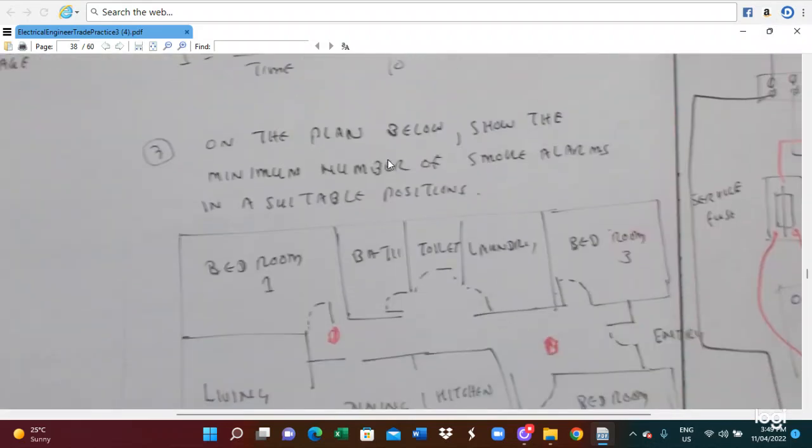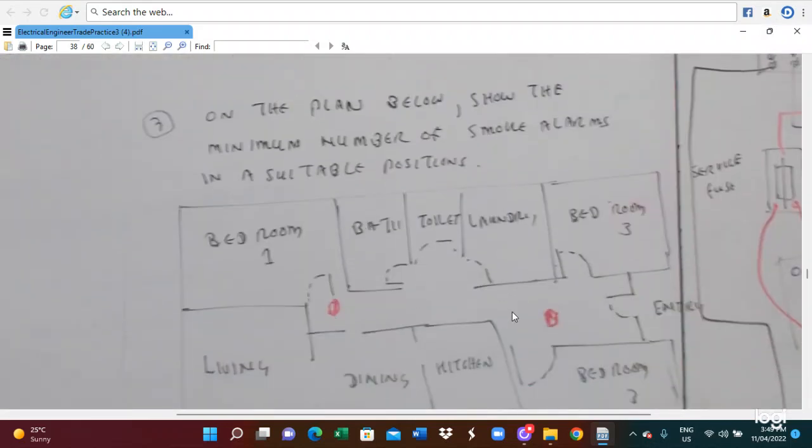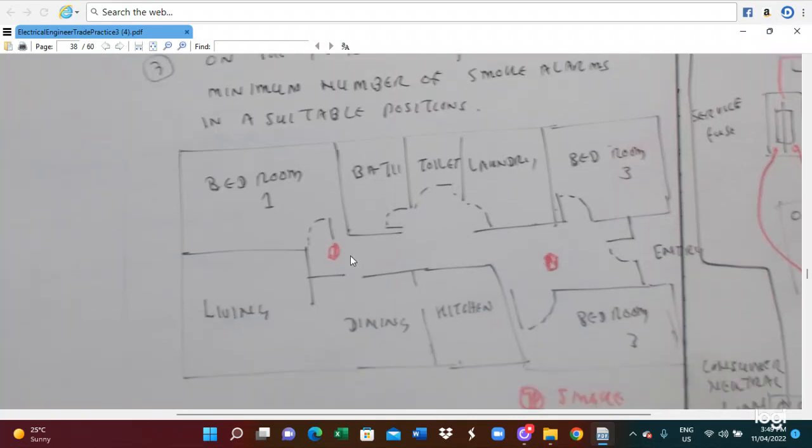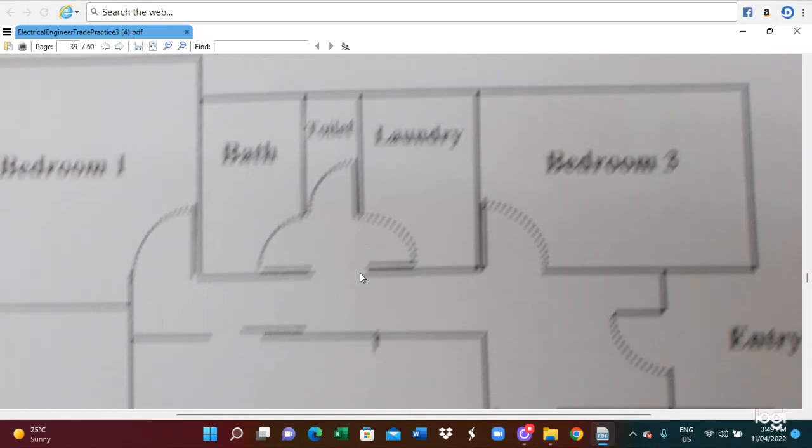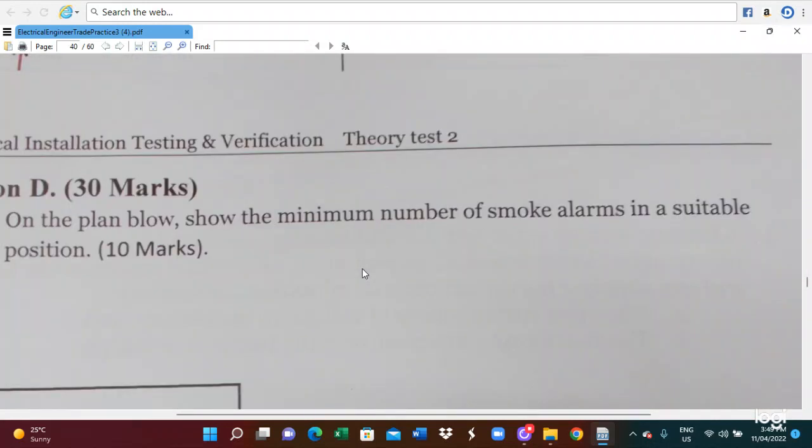Here is a plan where we can place a fire alarm. We can place it like this. We can put it in the alleyway or near the bedroom. We cannot put it in the kitchen.